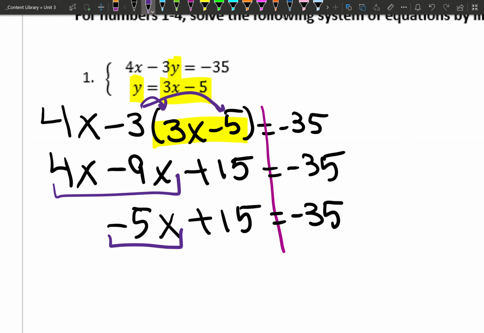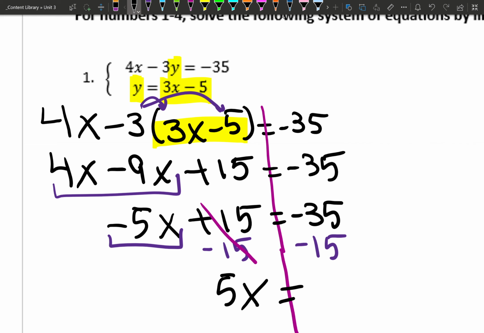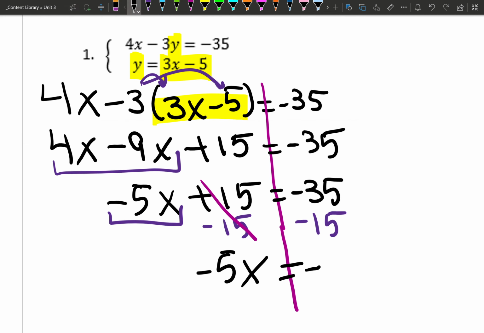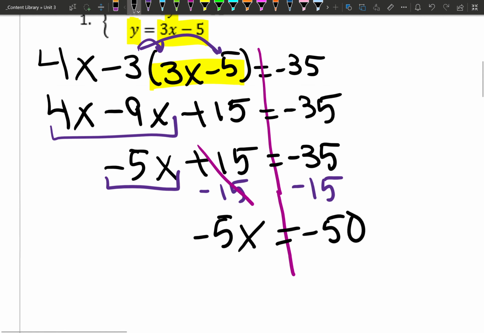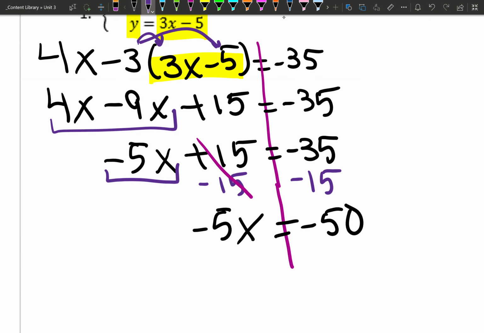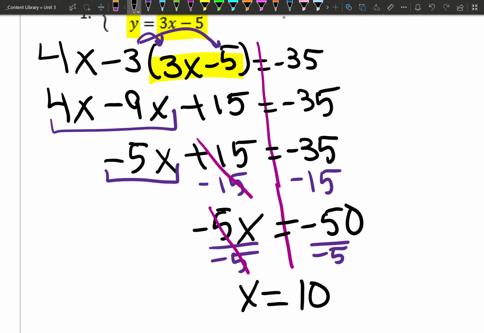Next, let's subtract 15 from both sides because that's the opposite of adding 15. They cancel there. So we've got negative 5x on the left. Negative 35 minus 15 gives us negative 50 on the right. And of course, we finish this up by dividing both sides by negative 5 because that's the number next to x. X equals 10.